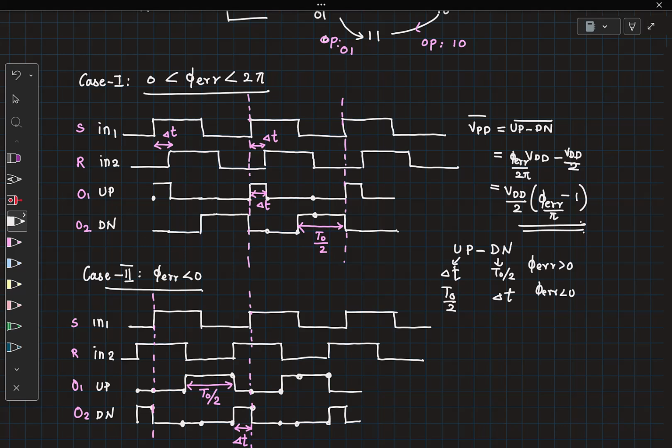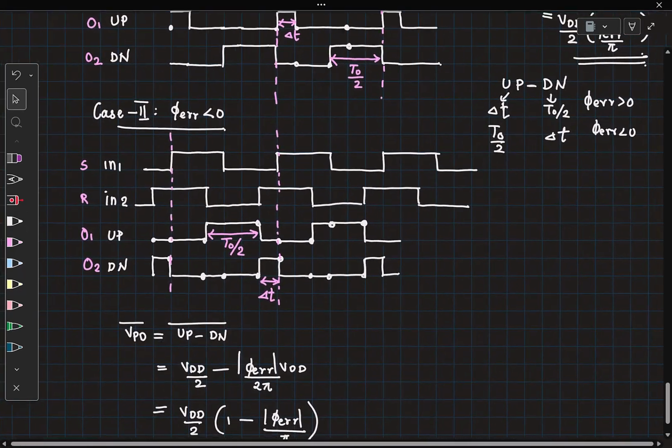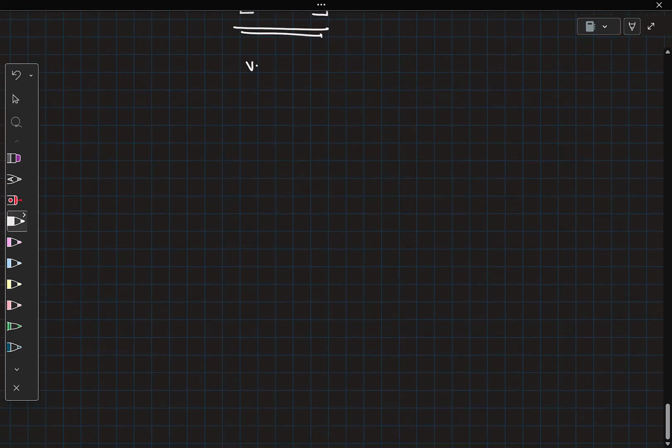But guessing that it is true only till pi is a very, very good assumption. And then we have to verify. So it is okay to have incorrect statements in your initial assumptions. Don't stop there. You sketch out the waveforms, verify it, and then you will be able to know for sure whether that initial estimate was correct or not. Okay, so now you are in a position to be able to sketch VPD average versus phase error.